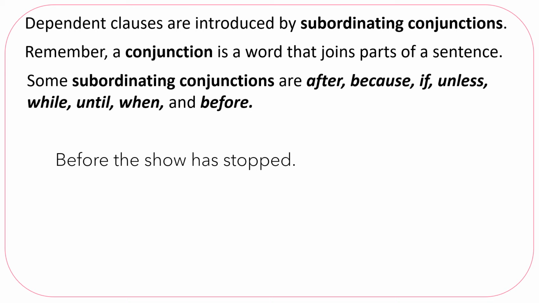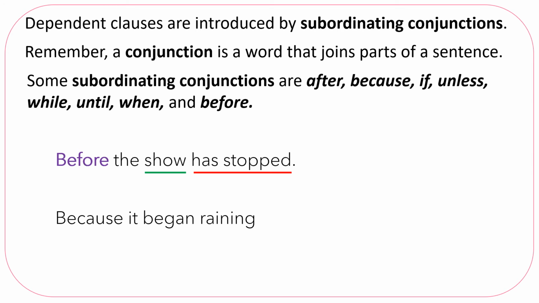Before the show has stopped. That's a group of words. It has a subject, the show, and a predicate, has stopped. But it started with before, and that is a subordinating conjunction. It doesn't stand by itself, does it? Before the show has stopped. It needs or is dependent on something else, so it is a dependent clause.